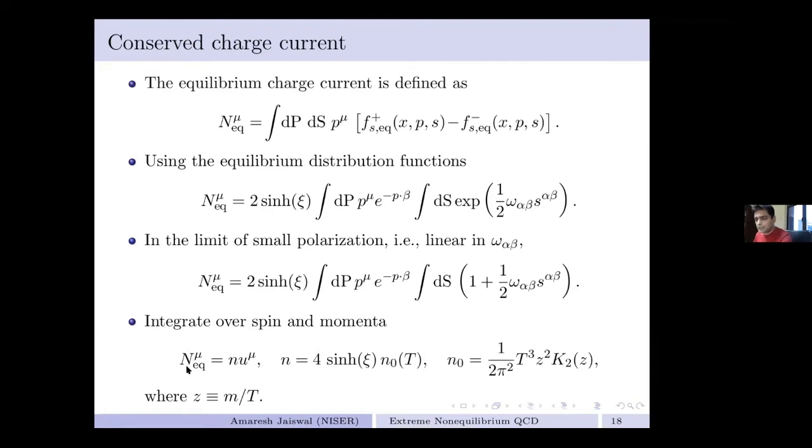So we obtain this n mu, the conserved net charge current. It turns out that it doesn't get any contribution from spin in the linear correction, so spin doesn't contribute to the net conserved charge current. We have seen that if we consider the quadratic correction, then the correction would indeed enter, but in the linear regime it doesn't.